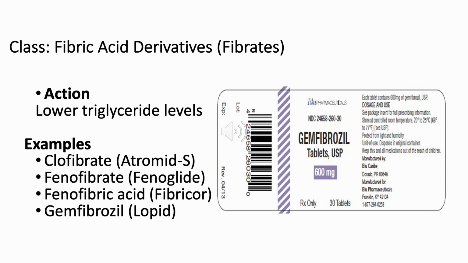Notice that all of the drugs in this classification have endings that are somewhat familiar. You have clofibrate, also known as Atromid-S, fenofibrate, known as Tricor, fenofibric acid, known as Fibricor, and gemfibrozil, known as Lopid.